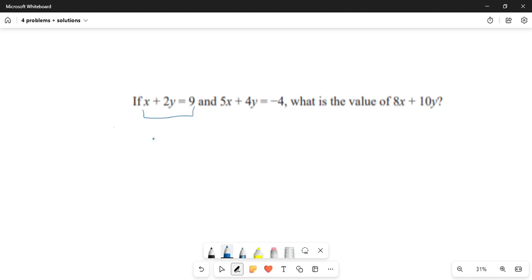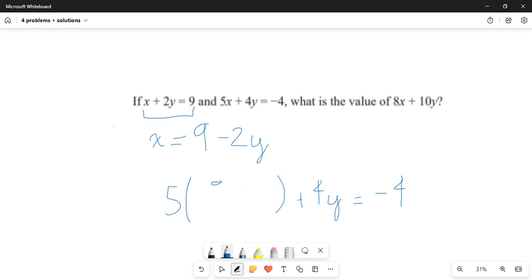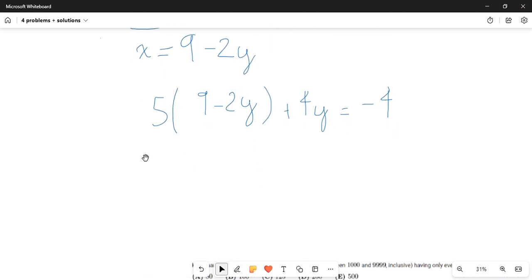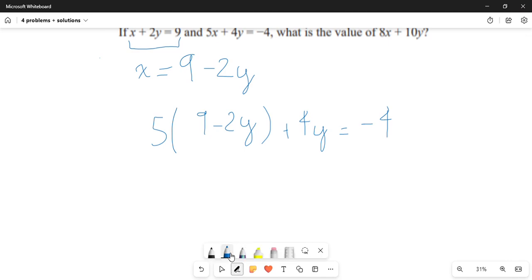So using the first equation, you can solve for x, and then x is 9 minus 2y. And then the second equation, 5 times x plus 4y equals negative 4. Okay, so we can write x as x equals 9 minus 2y, since everything will be one variable and we can solve for y. And then we can start distributing using the distributive property.